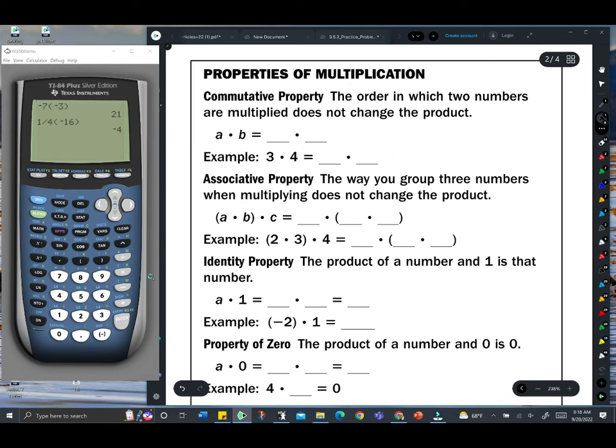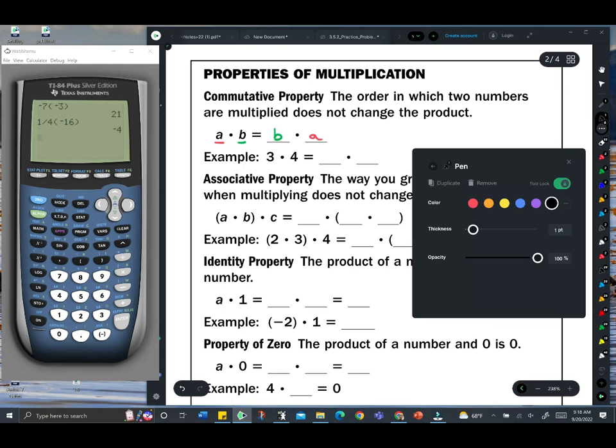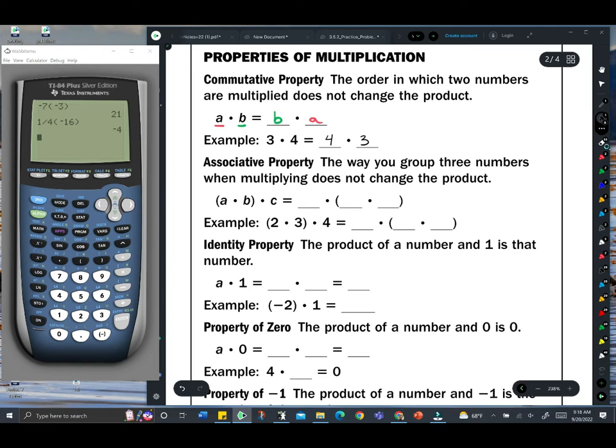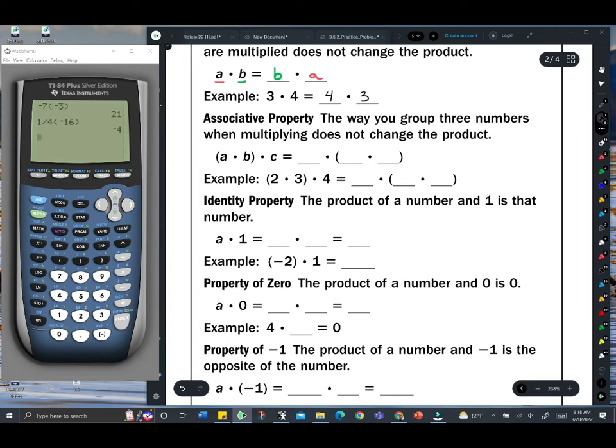Some of the properties of multiplication. If you remember when we did addition, multiplication is commutative. So what we mean by that is you could do A times B, and that's going to be the same thing as B times A. You can switch them around. For example, 3 times 4 is the same thing as 4 times 3.